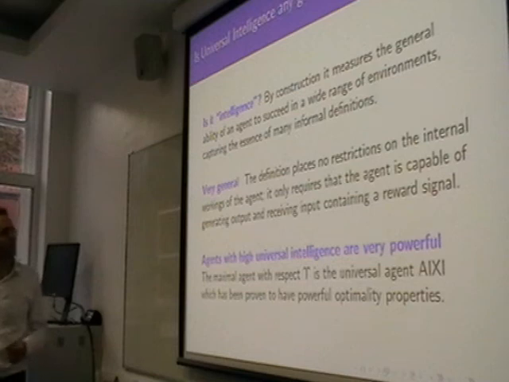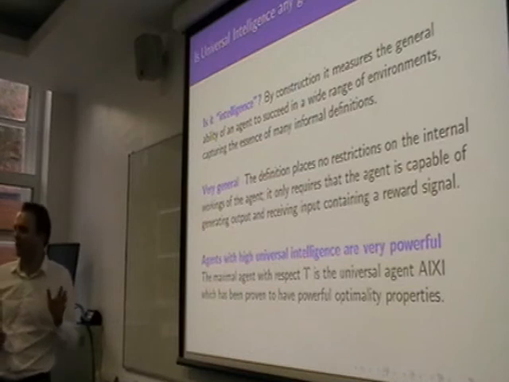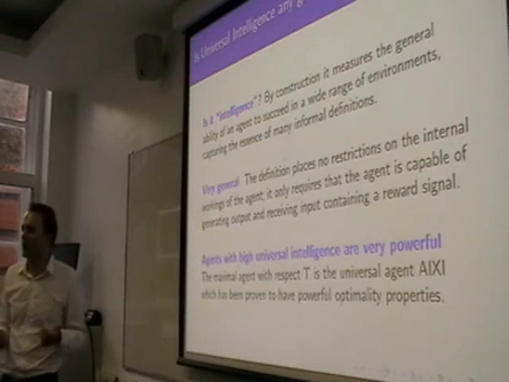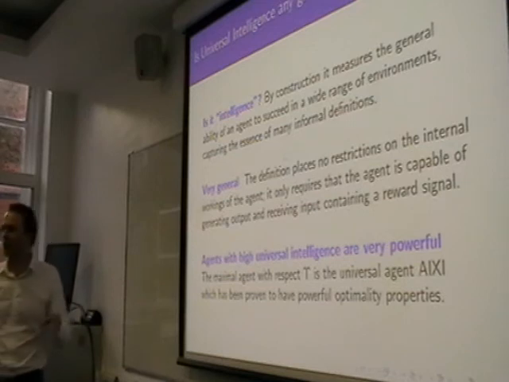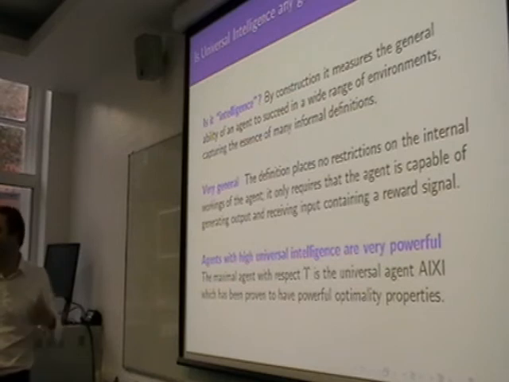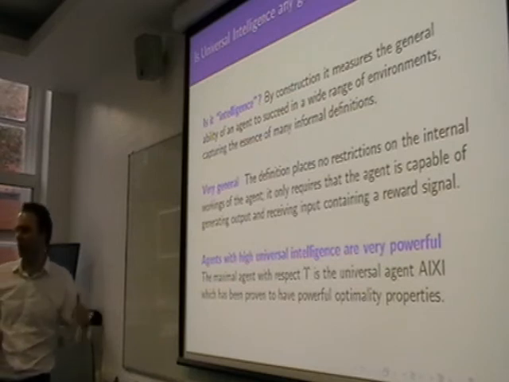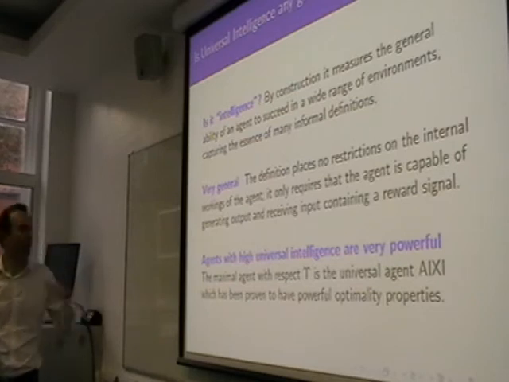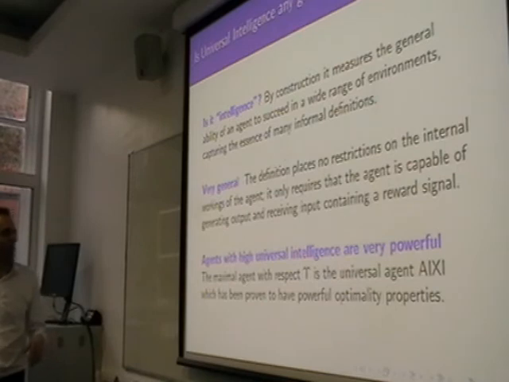It's very general. It says nothing about the internal workings of the agent. The agent can use magic to come up with its distribution over its actions. That's fine. We don't care. We're not making any assumptions about what's going on inside. It doesn't have to be computable. In fact, AIXI isn't computable, and we can talk about the intelligence of AIXI. So it's very, very general there.